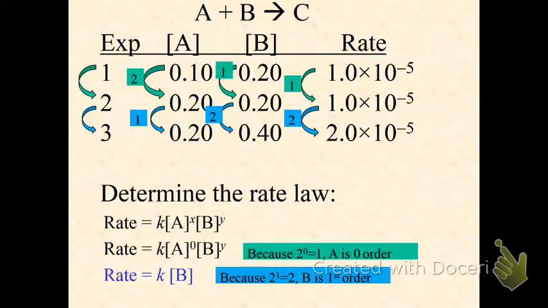Can you explain how you know that, like the A 0 order? Because when we doubled the concentration, we held B constant right here. We doubled A, it had no effect on the rate. So that is 0 order because it didn't change the rate. Because if I doubled the concentration and it affected the rate, then it matters.